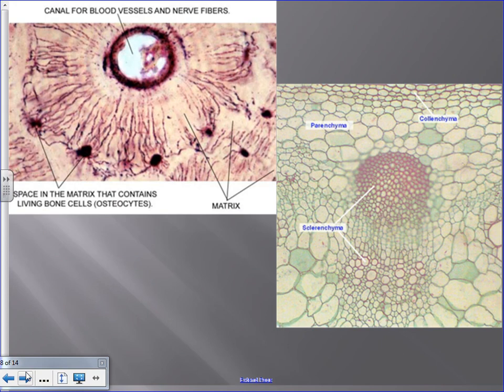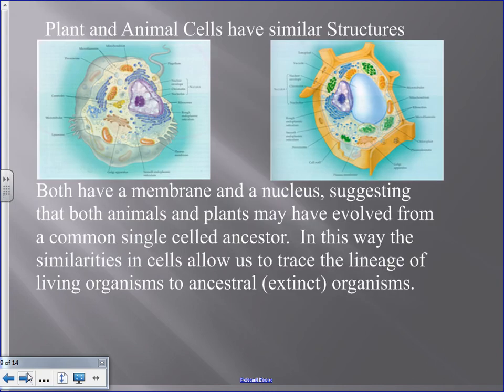So if we're looking here, this is bone matrix from an animal, and this is the cells inside of the stalk of a plant. Now, we see a similar pattern here, dense in the middle, less dense towards the outside. We see that there's room for fluids and nutrients to flow between the cells. Obviously, blood vessels do that in an animal. There's similarities in the way these cells are laid out, not just in the cells themselves.